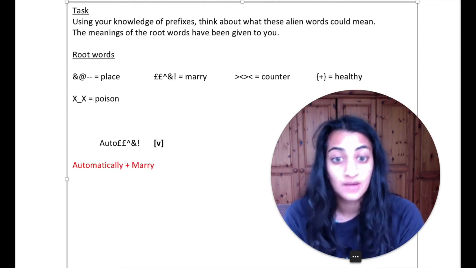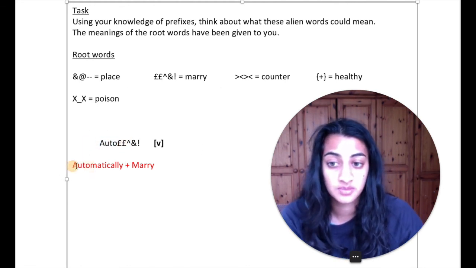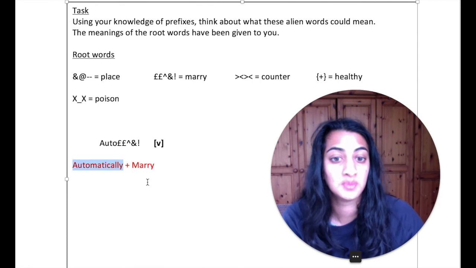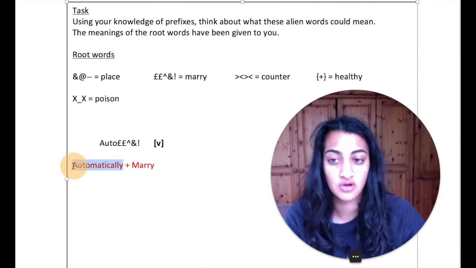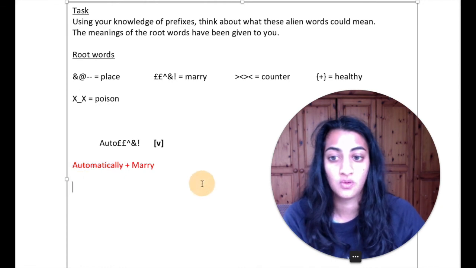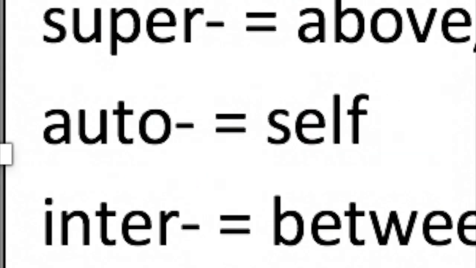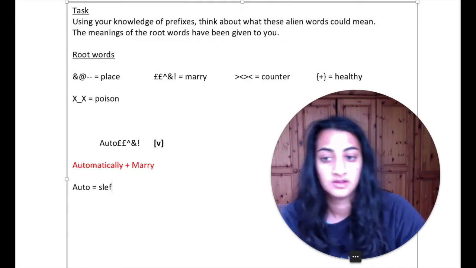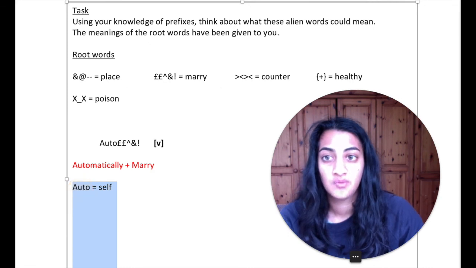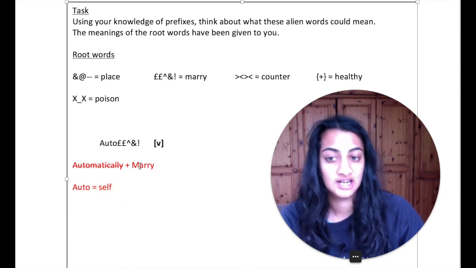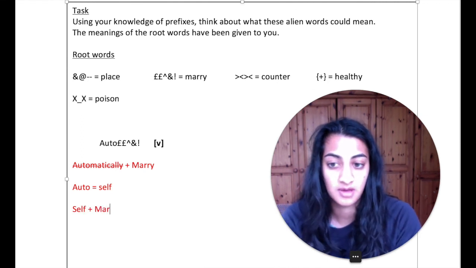Now, it's quite clear why some people made that mistake, because the prefix auto is in the word automatically. So you might think that auto means automatically. But if you remember your prefix knowledge, we know that auto does not mean automatically. Auto means self. Oops, not slef, self. So you can't add the meaning automatically onto marry. The meaning that you actually had to add was self to marry.